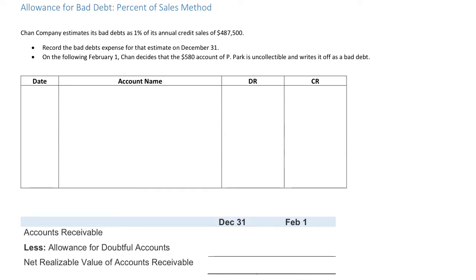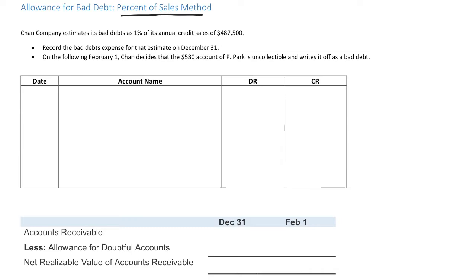Hello everyone, in this example video I'm going to go through how to calculate bad debt expense and the allowance for bad debt using what we call the percent of sales method. This is just one of the methods. Nothing is necessarily better or worse than the other, but this is a little bit simpler.